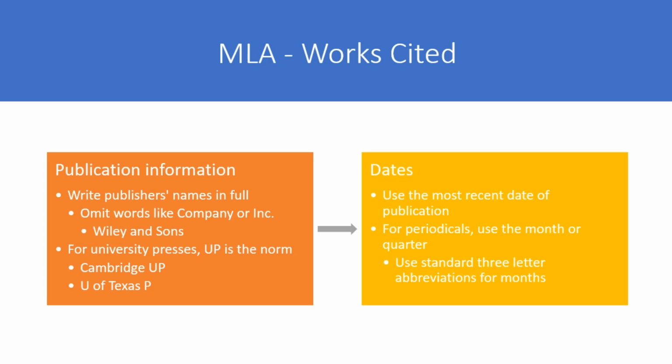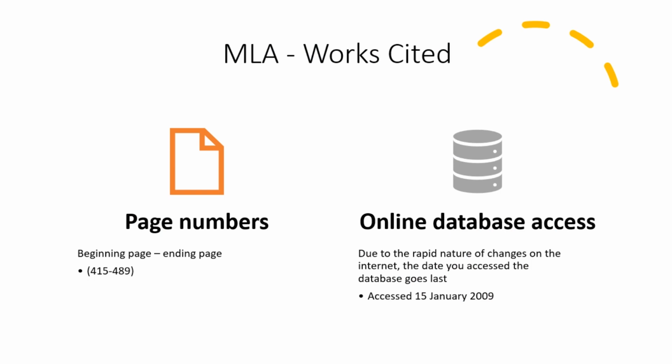And for periodicals, you use the month or quarter. And just use the standard 3-letter abbreviations for months. You know, JAN for January, FEB for February, and so on and so forth. Page numbers. The beginning page through the ending page in parenthesis. Okay, in other words, 415 to 489. Just like it is on your syllabus.